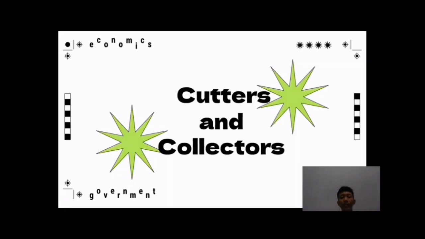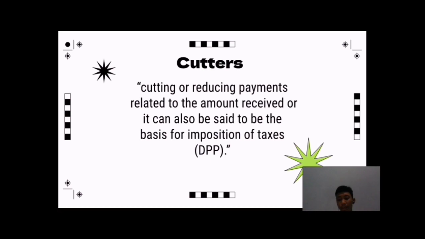Alright, now we will discuss cutters and collectors. Cutters can mean cutting or reducing payment related to the amount received, or it can also be said to be the basis for imposition of taxes, or dasar pengenaan pajak, or DPP. Tax cutting is usually carried out by the income party or the paying party, and the types of tax cutters are Income Tax Article 4, Paragraph 2, Income Tax Article 21, also 26, Income Tax Article 23, and Income Tax Article 15.